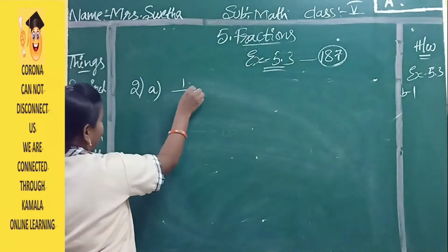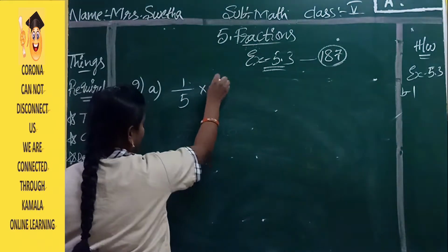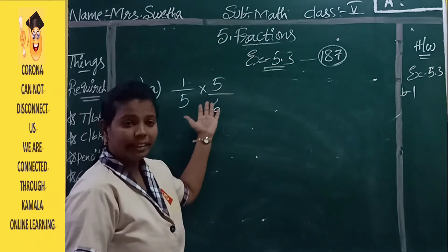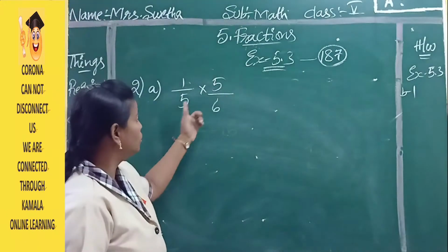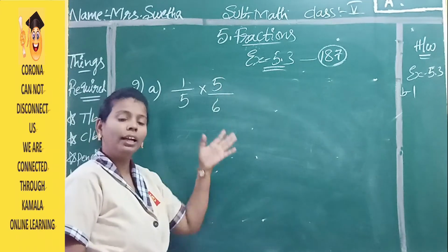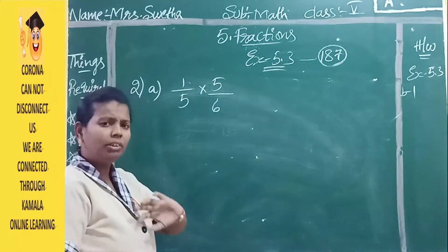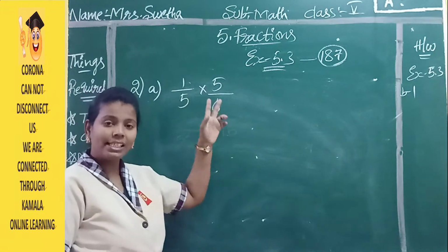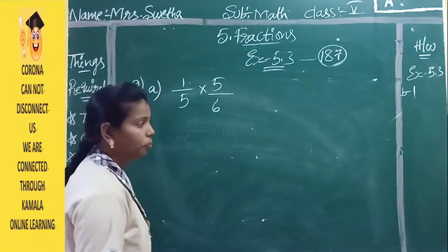So the first one you have 5 by 1 into 5 by 6. So this is the fraction you have. If you want to cancel, directly you can cancel, but only the opposite places you can cancel. Or else you can multiply and then cancel, you can divide. Any way you can do. If you do directly from the question, first you cancel and multiply, it will be easy for you.